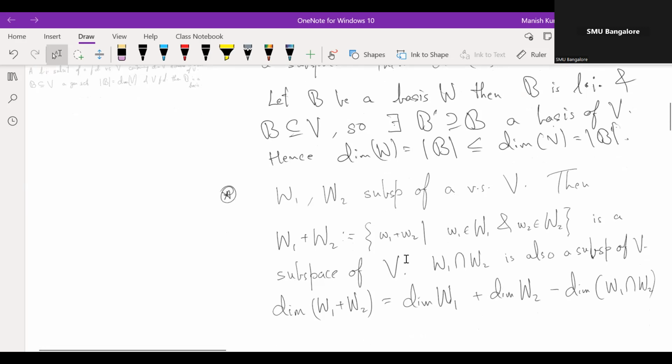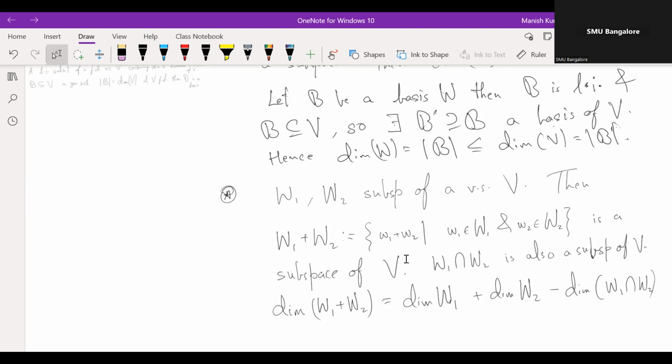So all this makes sense only if the dimension of the biggest space W1 plus W2 is finite. If it is infinite, then also maybe it makes sense, but it's okay. We don't have to worry about it. If one of them or both of them are finite, then only all the things will be finite. If any one of them is infinite, then both sides will be infinity. So this formula anyway makes sense only when things are finite.